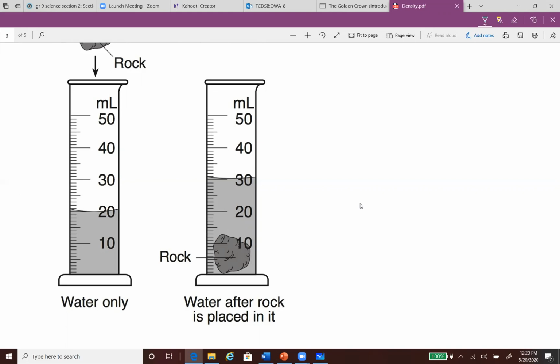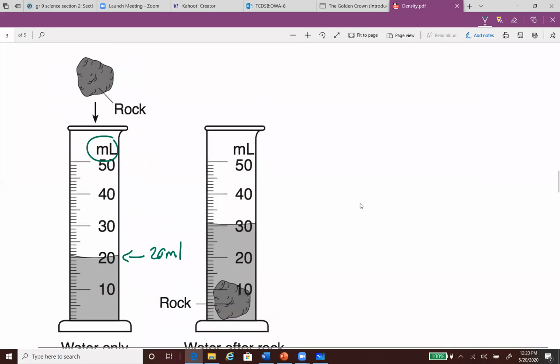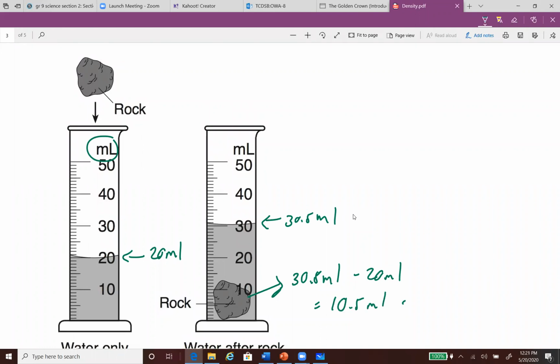So, for instance, let's say we look right now and we see that there's a container and it's got about, I think this is milliliters, 20 milliliters of water. And then we drop something in, maybe we drop a rock in. After we drop the rock in, the volume looks like it's between 30 and 31. So we'll say it's like 30.5 milliliters, right? So that change in volume is the volume of the rock. The difference between the 30.5 and the 20, that's the volume of the rock.